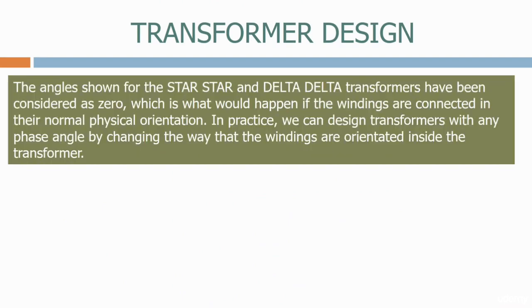The angles shown for the star-star and delta-delta transformers have been considered as zero, which is what would happen if the windings are connected in their normal physical orientation. In practice, we can design transformers with any phase angle by changing the way that the windings are orientated inside the transformer.